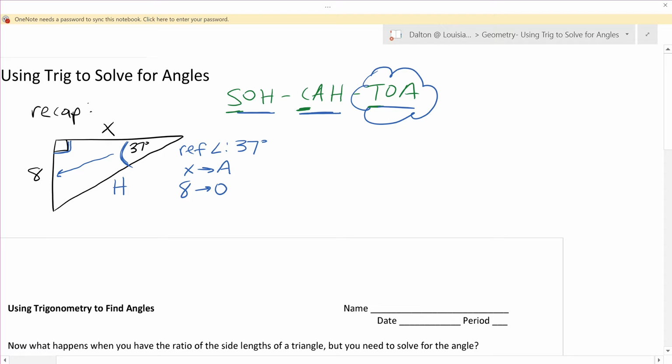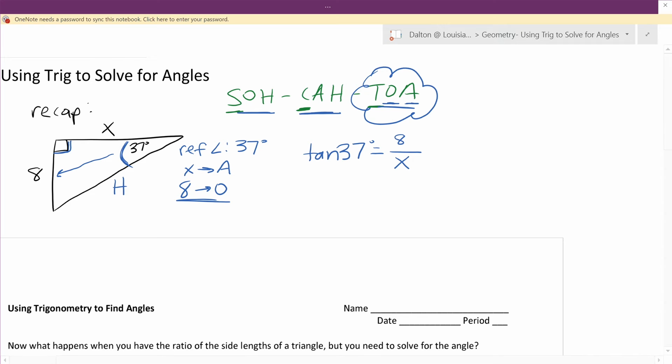Once you identify which one you're going to use, then you set up an equation. It's going to be the tangent of, we always put our reference angle next to the trig function, so the tangent of 37 degrees is going to equal, remember this says that we set up tangent by doing opposite over adjacent. So don't go by the order that you wrote your list. You always need to make sure you put the opposite one first. So 8 over adjacent is x. So that's how to set up the equation.